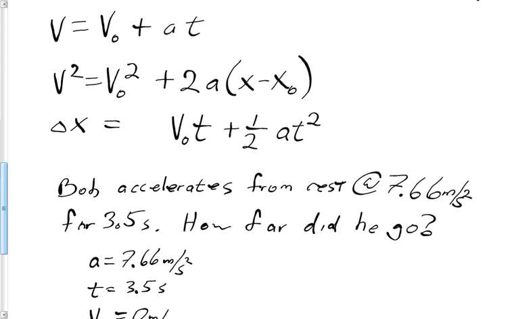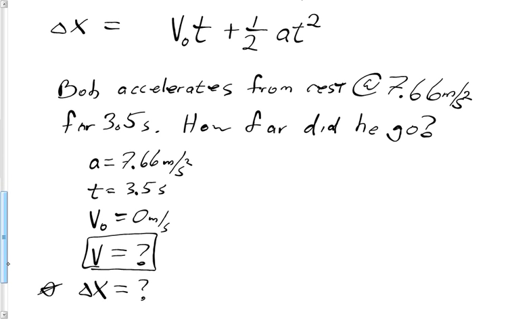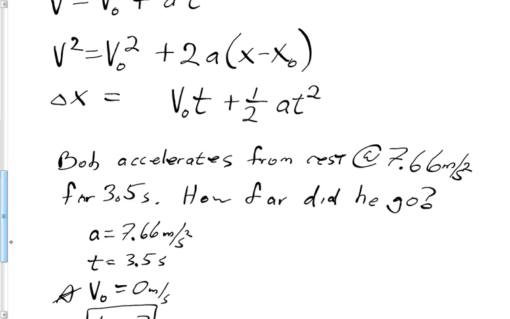V naught, well, let's see, we have that, don't we? That is equal to 0. We have acceleration, yep, we've got that. We have time, yep, that's 3.5 seconds. We want to find the change in position. We have everything that we need.